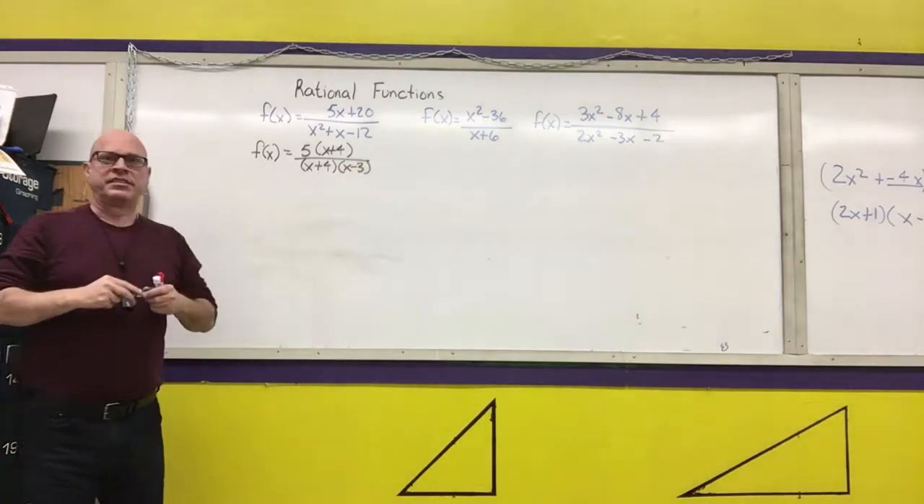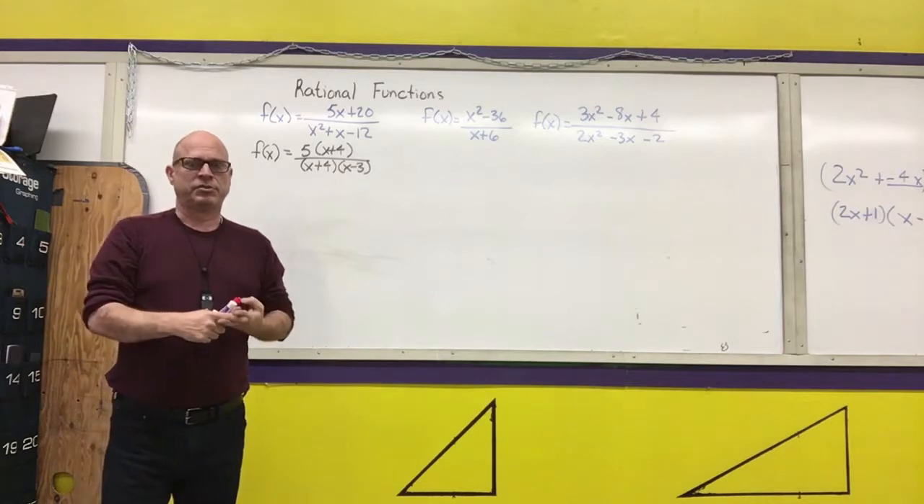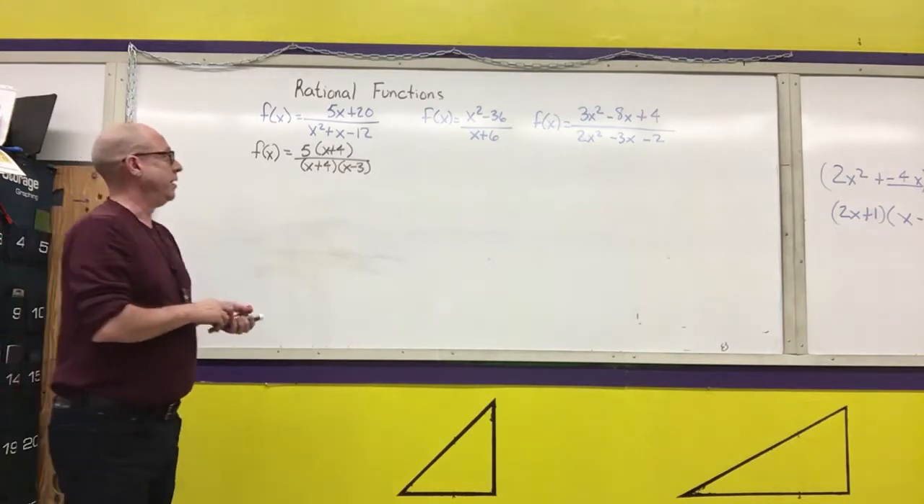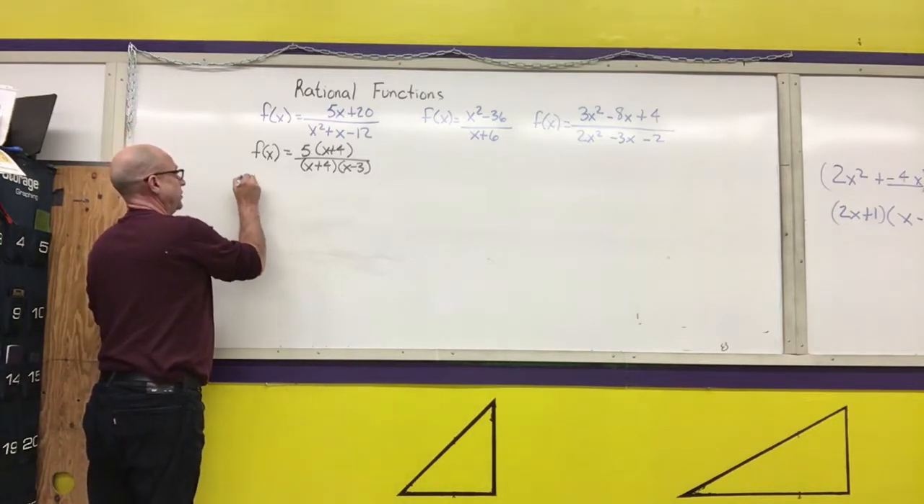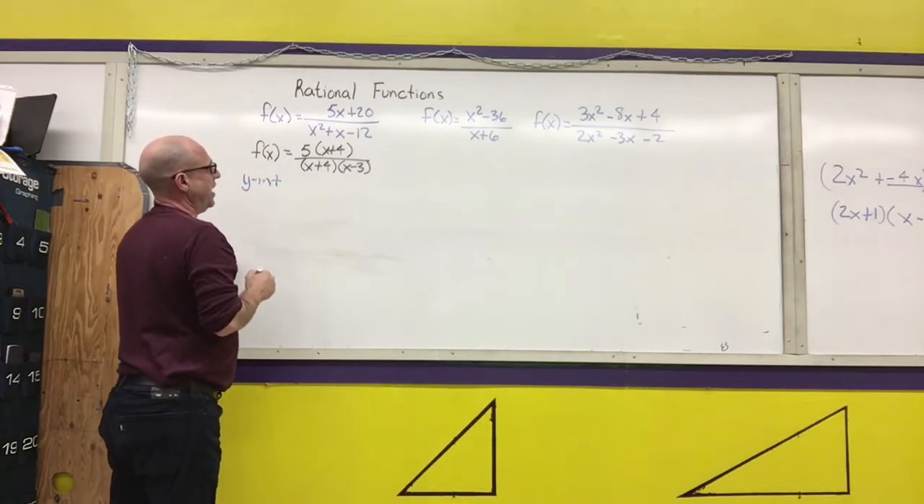In order to come up with the sketch of a graph of a rational function, you need to find your intercepts and your asymptotes, and then use some reasoning and maybe plot additional points if necessary. So the first intercept I want to find is my y-intercept. The y-intercept is found by putting a 0 in for x.